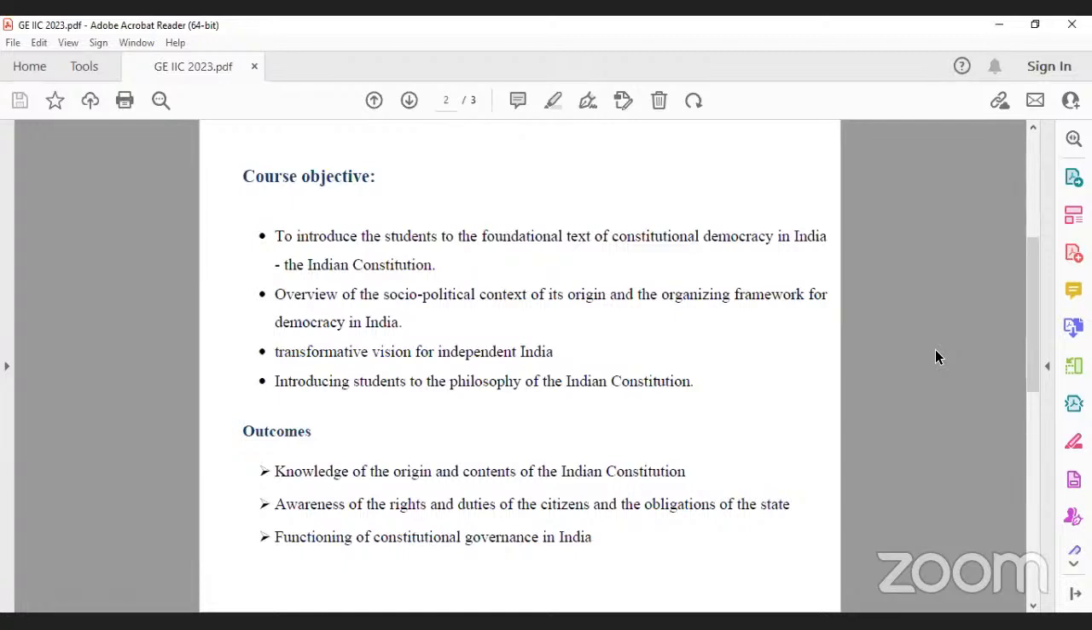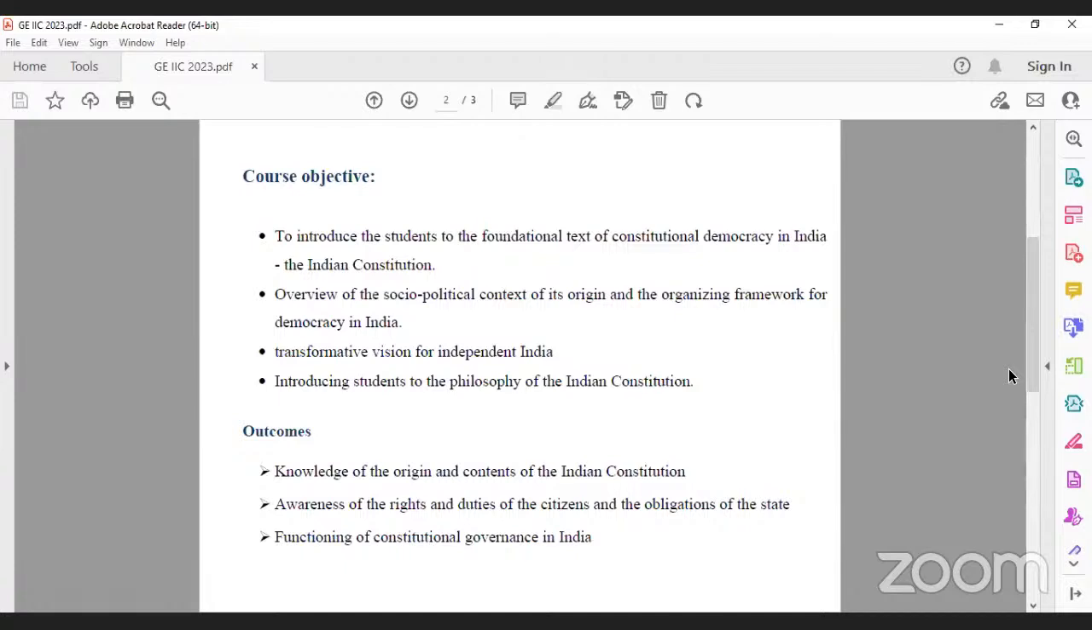In that context, we also take into consideration the genesis and the philosophy of Indian Constitution in play, with the consequences to make students know about the origin and the content of Indian Constitution. And also there is a wider focus on not only the fundamental rights, but also fundamental duties and the obligation of the state. That is why one should obey the state.